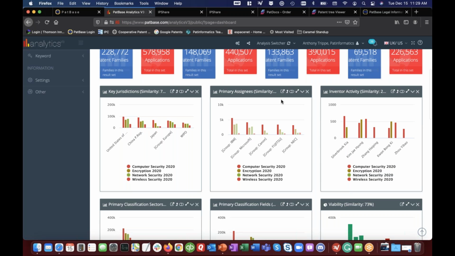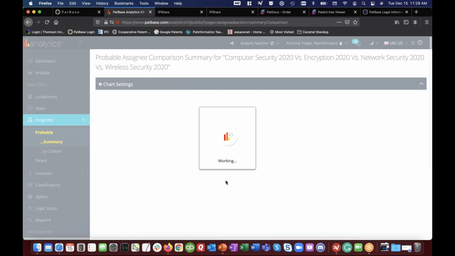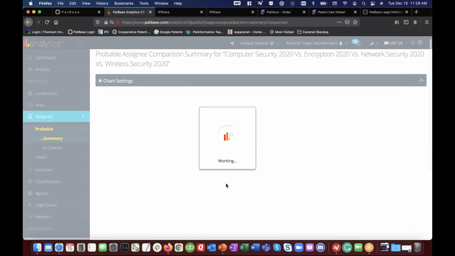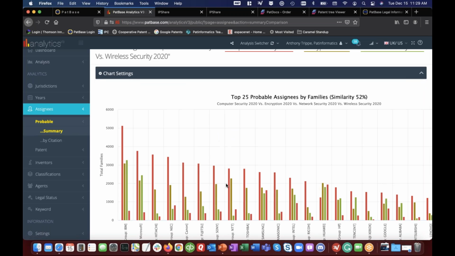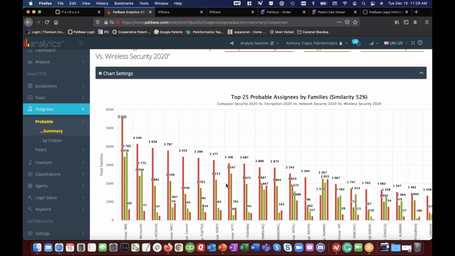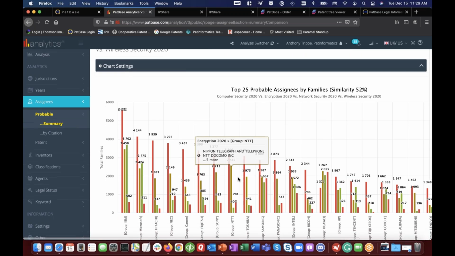And of course, if I want to get into any one of these, I can click on the assignees, for instance, because of course, that's what I talked about. That's one of the things that I care a great deal about generally. And so this is working. And again, this is talking about 4 separate categories, hundreds of thousands of records, and here we are.